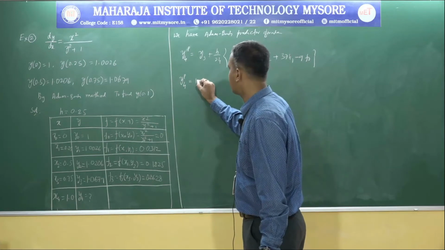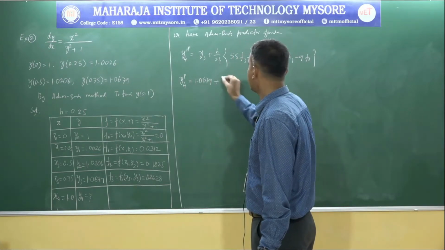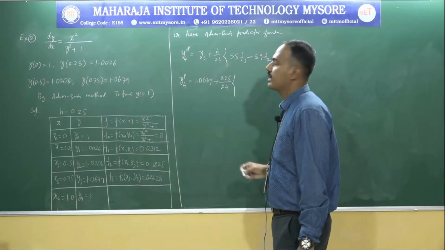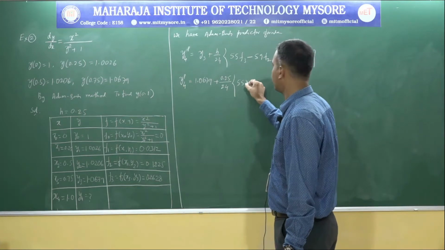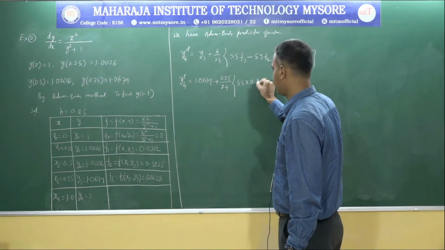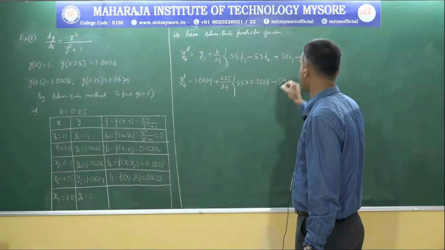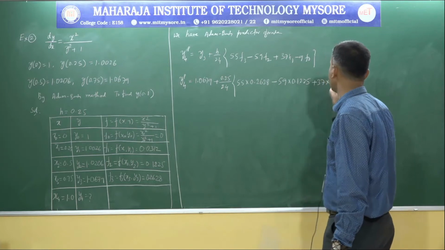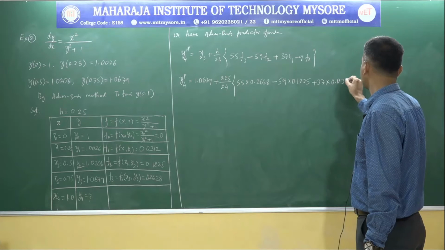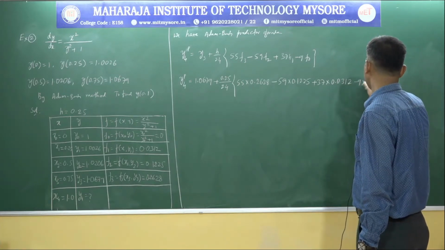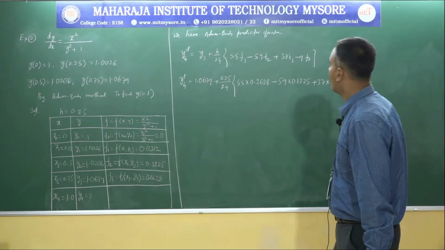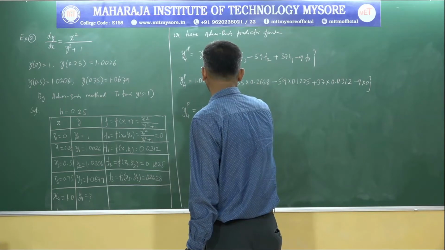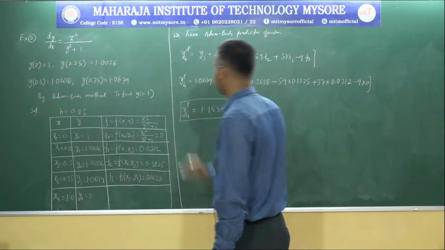Y3 from the table is 1.0679, plus h value 0.25 by 24. Next, 55f3 means 55 into f3, which is 0.2628, minus 59f2, f2 being 0.1225, plus 37 into f1, f1 being 0.0312, minus 9f0, f0 being 0. Now using the calculator, we find y4p, the predictor value, is 1.1552.